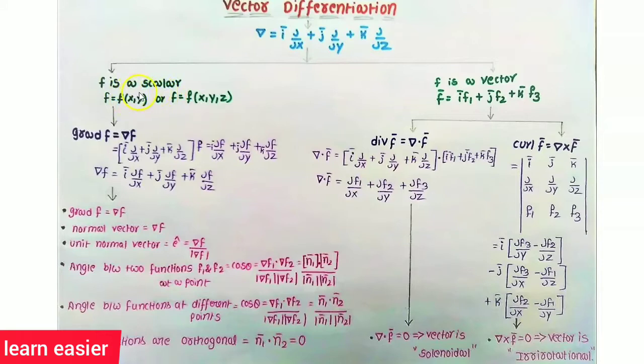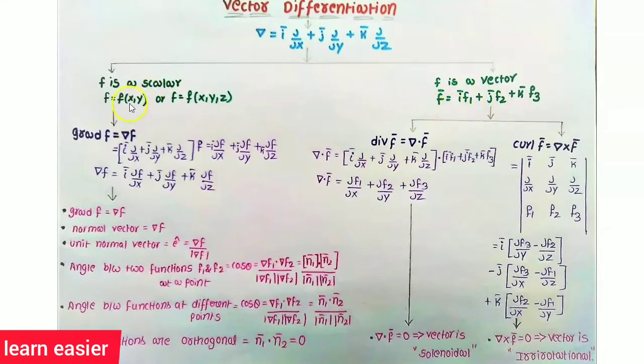So here f is a scalar, and here f is a vector. What do you mean by a vector quantity? The quantity which has both magnitude and direction is known as a vector quantity. And here you can see that f bar is i bar into f1 plus j bar into f2 plus k bar into f3. That means this vector has direction, that is, it has i bar, j bar and k bar directions. So here it is a vector.